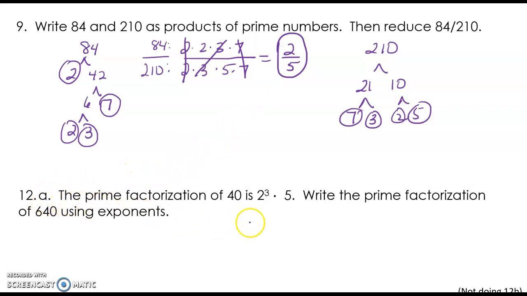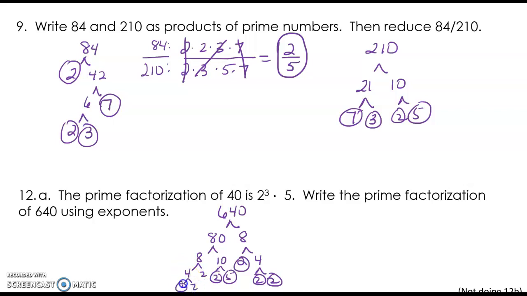Number 12a, the prime factorization of 40 is 2 cubed times 5. Write the prime factorization of 640 using exponents. Good gravy. Okay, so 640, it's probably 80 times 8, which is 2 times 4, which is 2 times 2. This is 8 times 10, which is 2 times 5. And this is 4 times 2, which is 2 times 2. So now that I have all of this, it wants me to use exponents. So I have 1, 2, 3, 4, 5, 6, 7. I have 7 2's and 1 5.